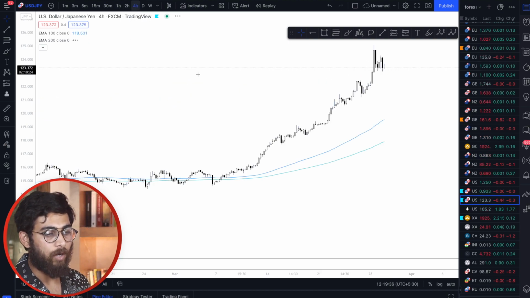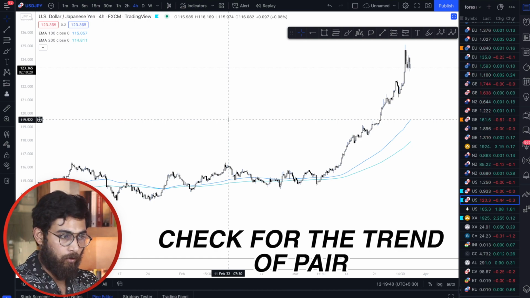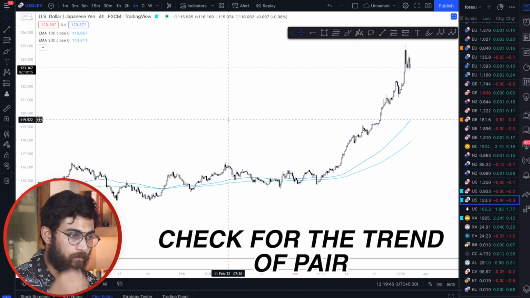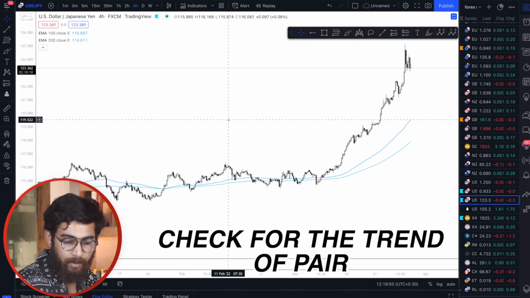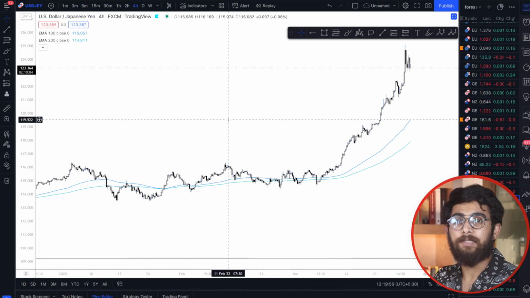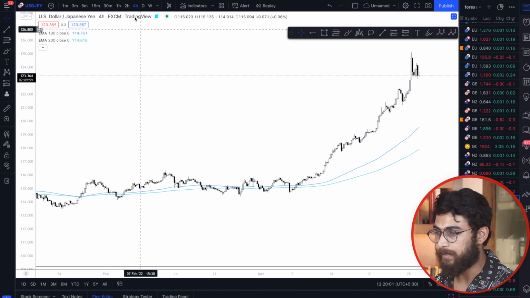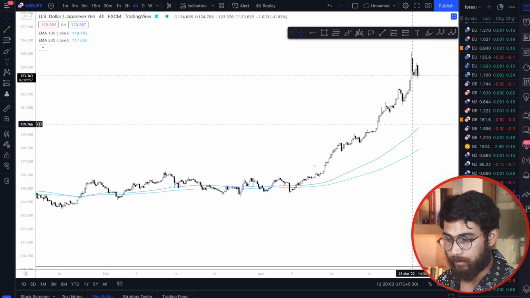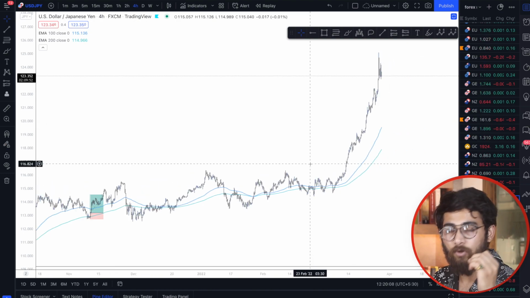And then when you move to the 4-hour time frame, what you have to do is check for the trend of this pair. That is, you have to check what is the current trend of USD JPY on the 4-hour time frame, because we are using a higher time frame to see what is the current trend of the currency pair. So if we see on the USD JPY 4-hour time frame, the current trend is bullish. That is, the price is in a continuous and very strong bullish trend.